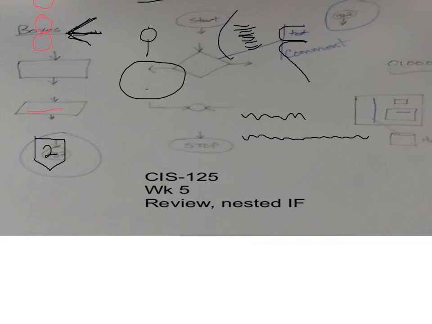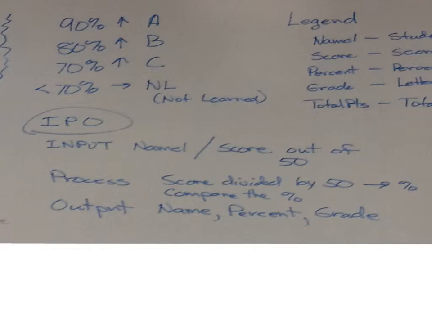Alright, here we looked at an example. We got the legend, and we said we're going to give test scores. So 90 and above gets an A, 80 and above a B, 70 and above a C, and anything less than 70 we'll say it's not learned. You don't fail, it just says you didn't learn it, and you've got to go back and learn.